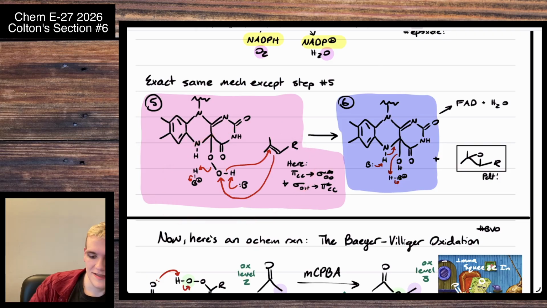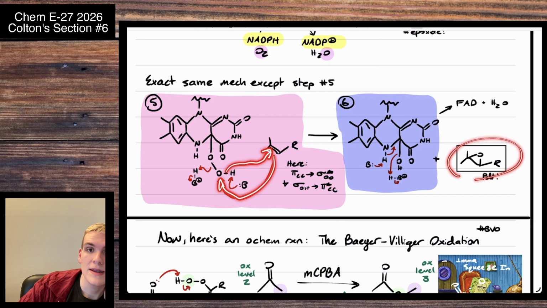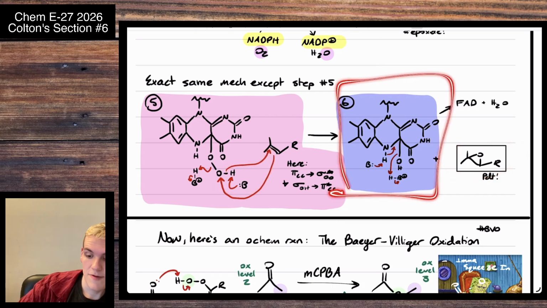And especially these acid-base things here, I think that makes it look a lot more frenetic. But fundamentally what we are doing is the alkene is attacking an O, and then the O is attacking right back to make our epoxide product. Then from here, we just finish it out the exact same way and generate FAD.